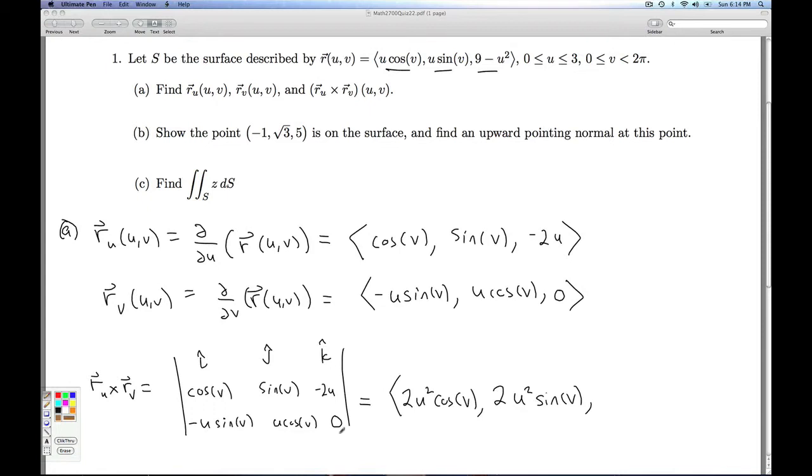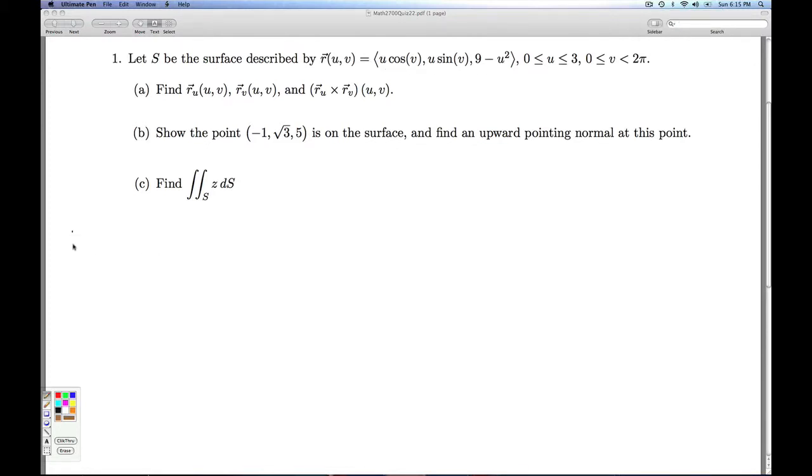Finally, wipe out the row and column the k hat's in. I get u cosine squared v plus u sine squared v. That gives me u. So that'll do it for part A.